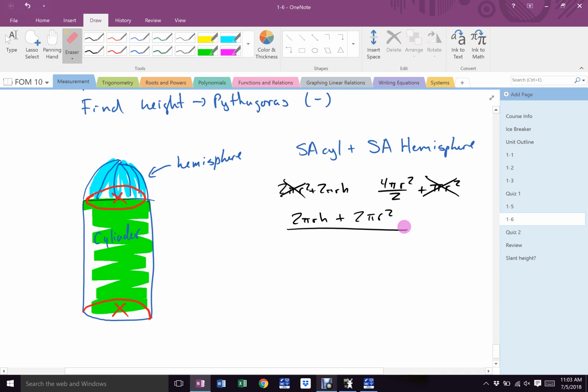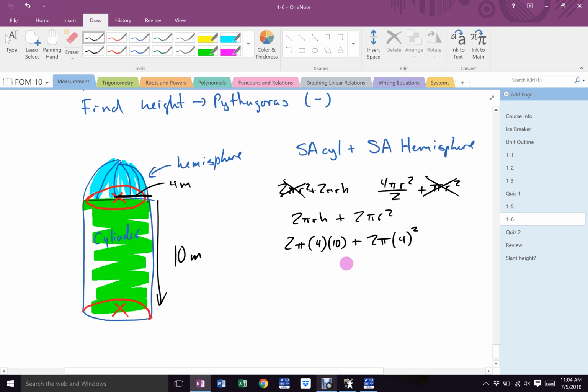Now, all you've got to do is fill it in. The question said the height was something like 20, I can't remember. Who cares? This is 10 meters, and this is 4 meters. Then all you do is fill it in. 2 pi, what's the r? 4. What's the height? 10. That covers the cylinder. Plus 2 pi, what's the r? 4 squared. 40 times 2 is 80 pi. 16 times 2 is 32 pi. 80 plus 32 is 112 pi.